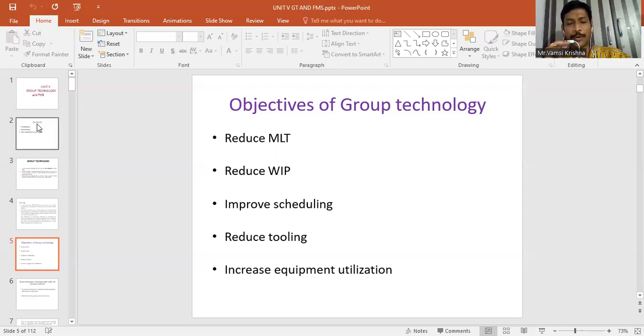Then, improving the scheduling process. Already I told you about process planning and production planning during your unit 1. We can arrange the machines accordingly, and thereby the schedule of completing the finished product from the raw material can be properly scheduled.